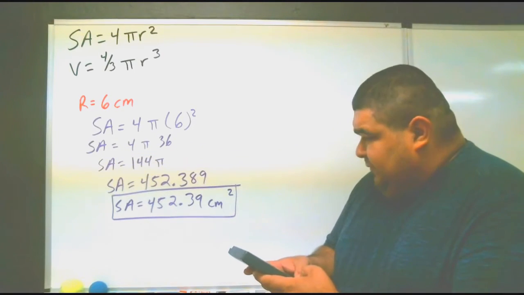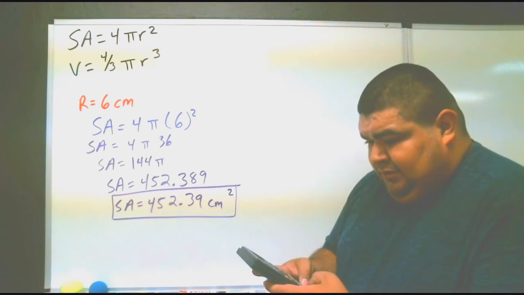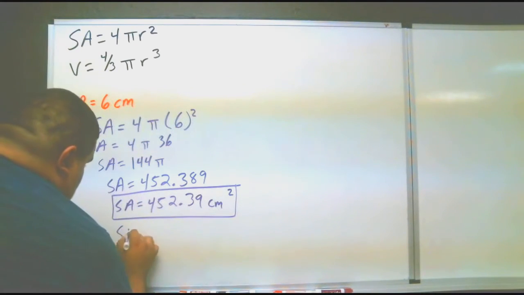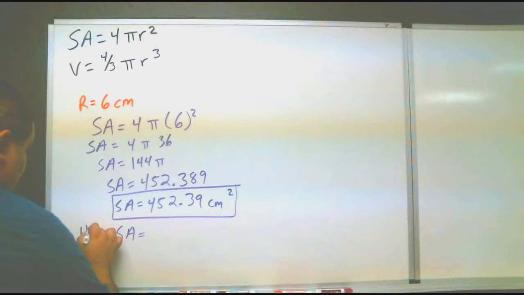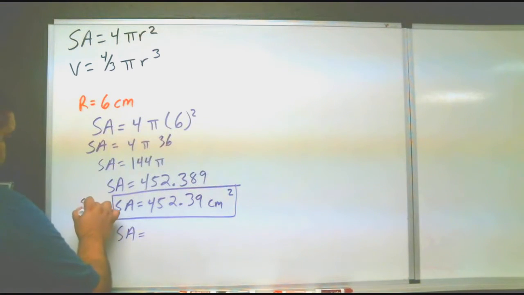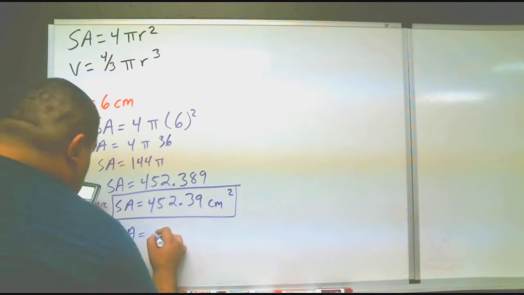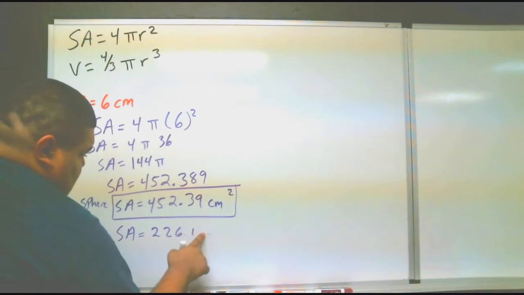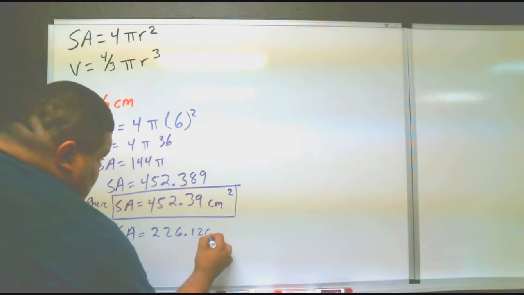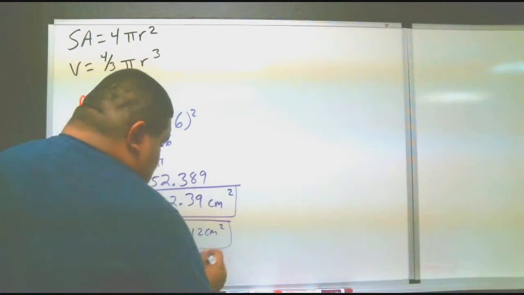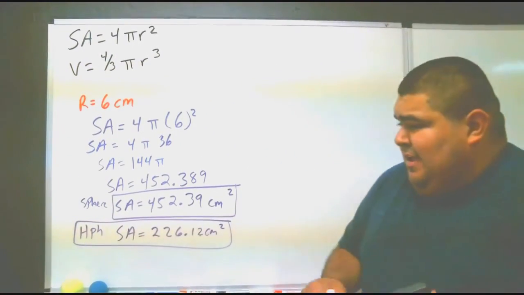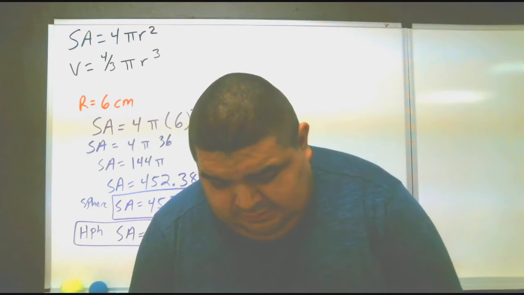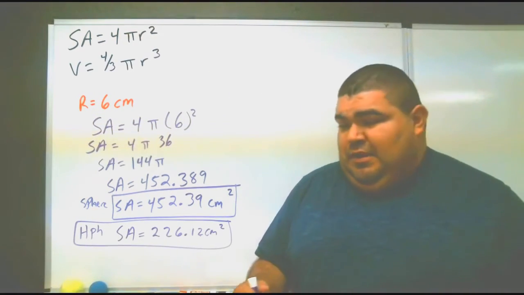So 452.39 divided by 2 equals 226.195. So the surface area of a hemisphere, I'm going to put that for abbreviations, and this is sphere, is 226.20 centimeters squared. Remember, all you have to do is cut it in half to go from a sphere to a hemisphere. Now that you know that, we apply the same theorem to volume.